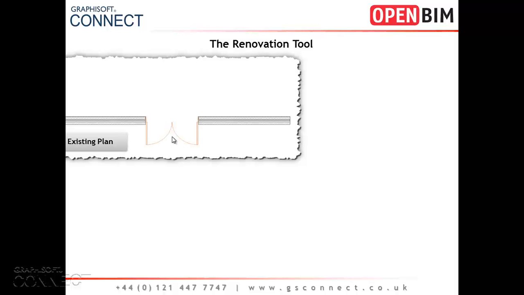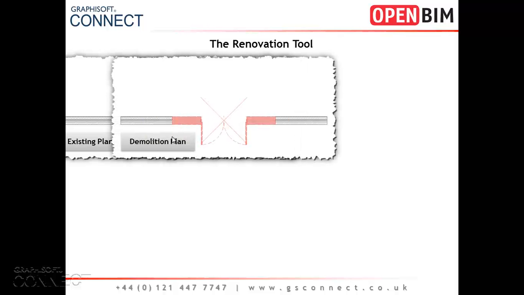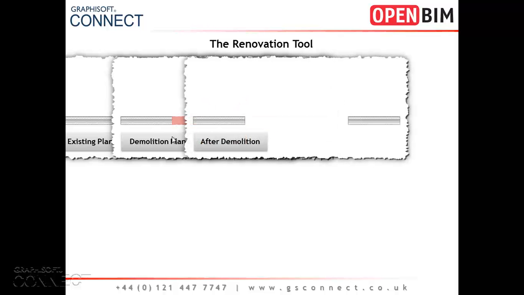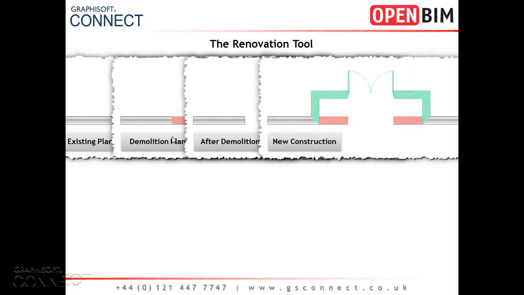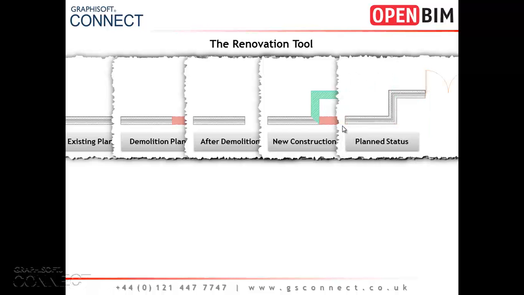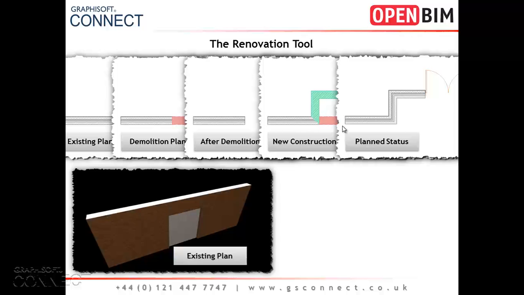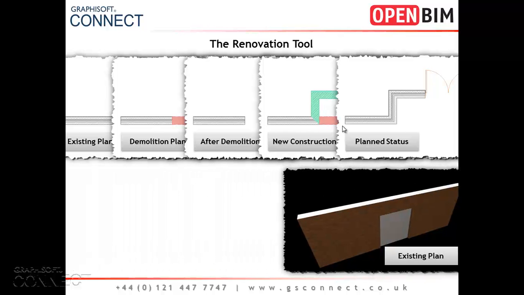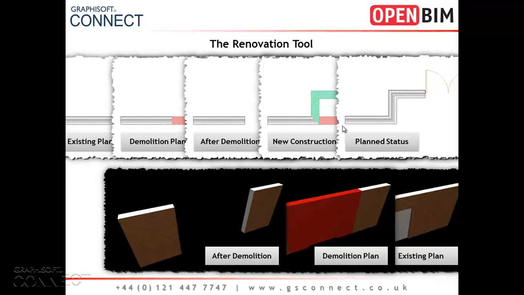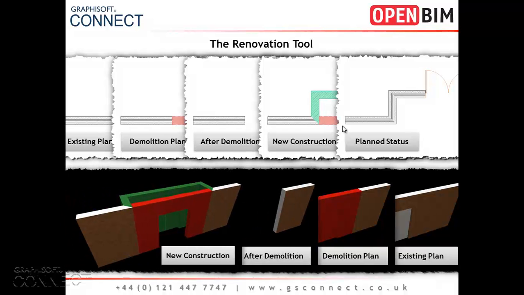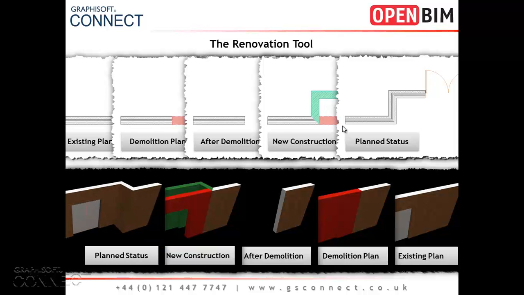So in this case what we then do is look at the demolition plan, and you can see it's clearly highlighted what's changed. We then have the result after demolition, which doesn't show a lot other than a dirty big opening. We can then look at the new construction, and I've also opted to turn on the downtaking so that those are visible. And then we have the final plan status just off the screen. Same thing's visible in 3D, so there we have the existing, the demolition plan, after demolition, the new construction, and then the final proposed status.